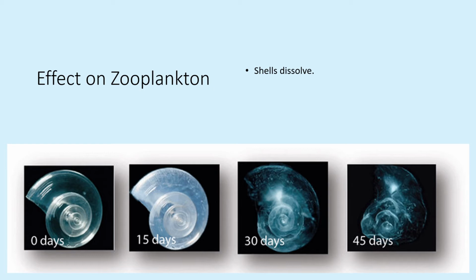So the picture below is of a zooplankton, and as you can tell, over the span of a month, 45 days, the quality of the shell goes significantly down. As you can see, at 0 days, it's all nice. At 15 days, it gets whiter. At 30 days, it starts to get faded, and at 45 days, you can barely see it. It's mostly gone.